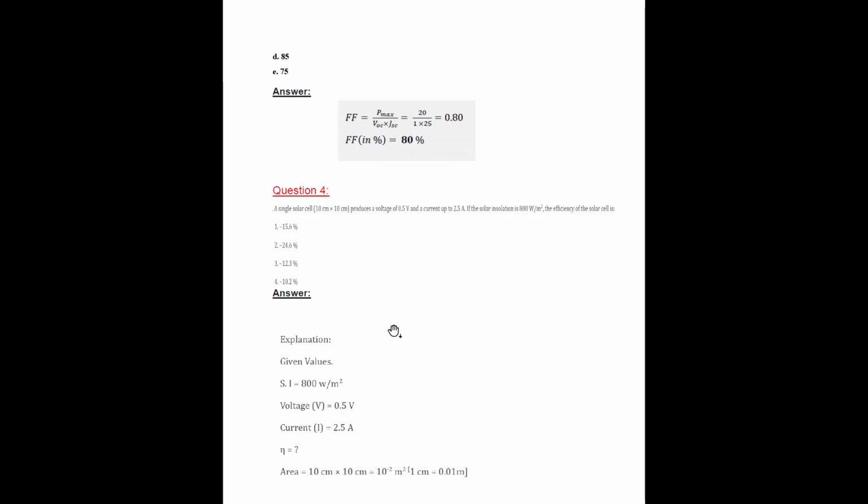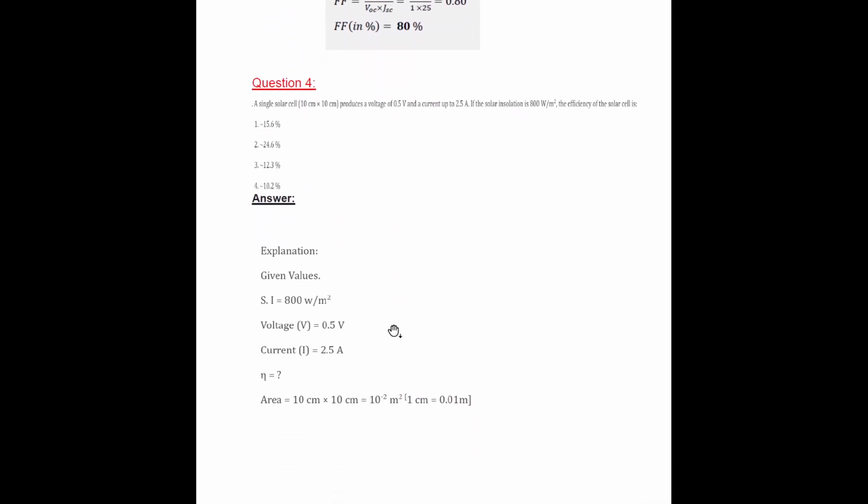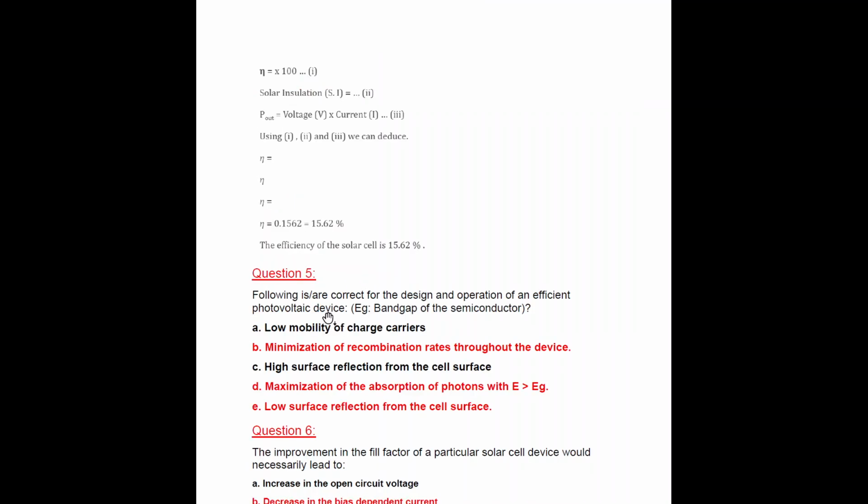Okay, so let's see. The given values: solar insolation is 800 watt per meter square, voltage is 0.5 volt, and current is 2.5 ampere. Efficiency we need to calculate, Mele, and the area is given as 10 centimeter cross 10 centimeter. That means 10 to the power minus 2 meter square. We have to convert it into meter square, because the solar insolation unit is given in meter square. Now let's see.